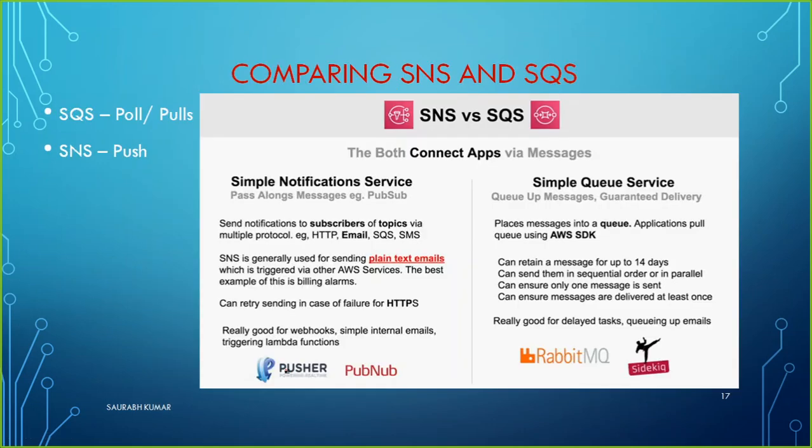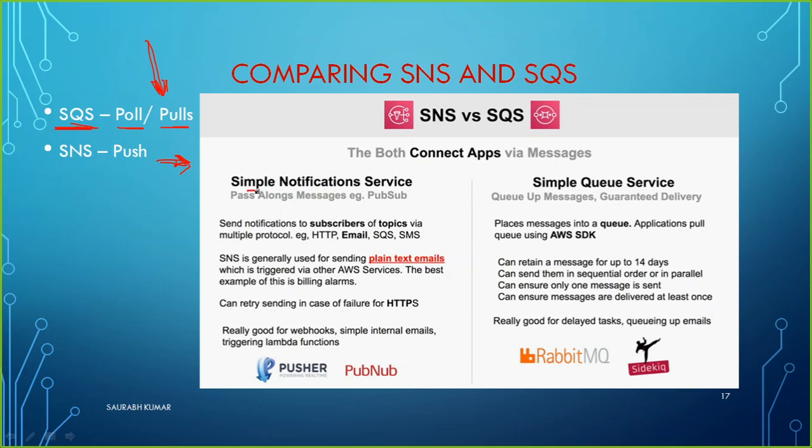So now here is some comparison between SNS and SQS because they look similar. So let's try to understand what difference they have. As I told you, SQS works on the fundamental of poll, or we can call it pull. It pulls the notification, whereas SNS pushes the notification. It throws out, it throws in, it receives and it sends. In this format it works.